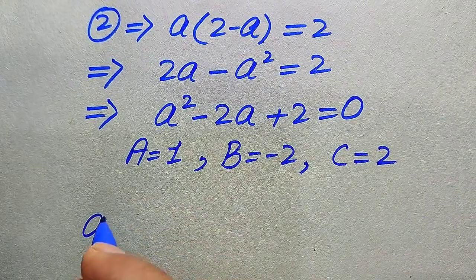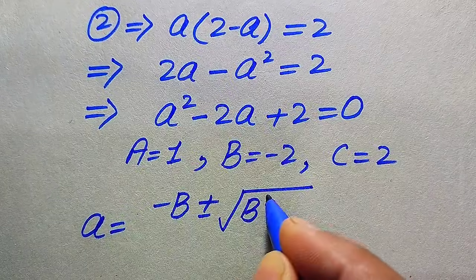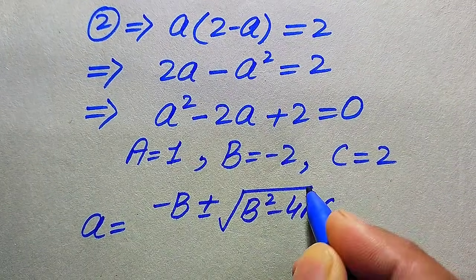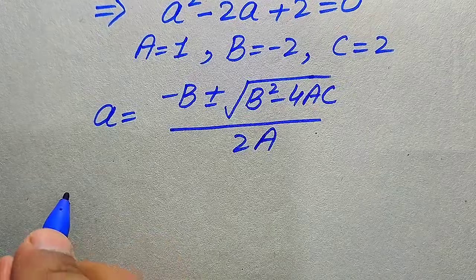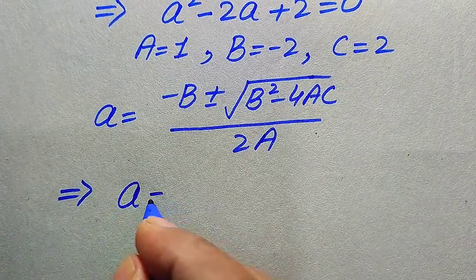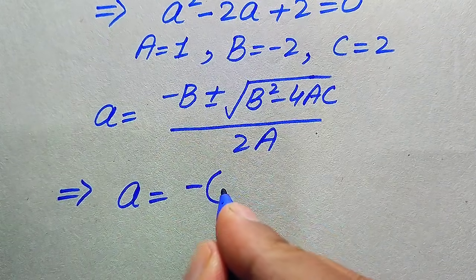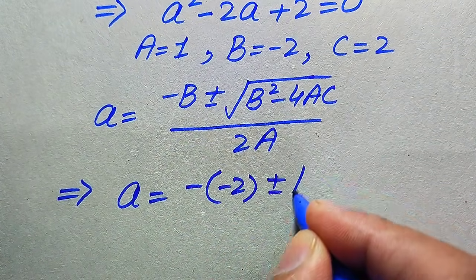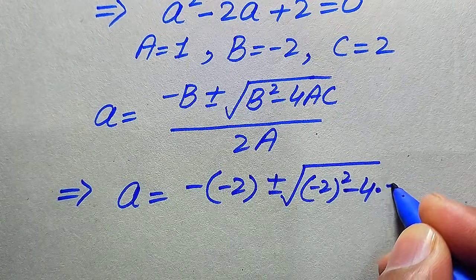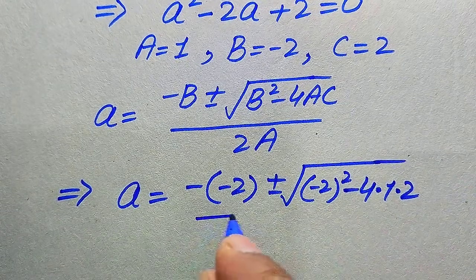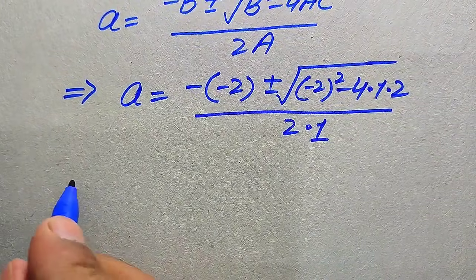And we state the quadratic formula as x = (-b ± √(b² - 4ac)) / 2a. This is our quadratic formula, and here we substitute all the values of a, b, and c. When we put these values here, it becomes -b, the value of b is -2, ± √(b²), b is (-2)², minus 4 times a is 1, and c is 2, and it is divided by 2 times a, and here our a is equal to 1.